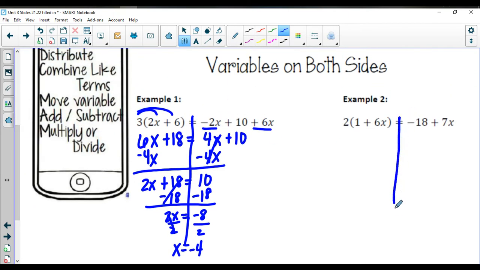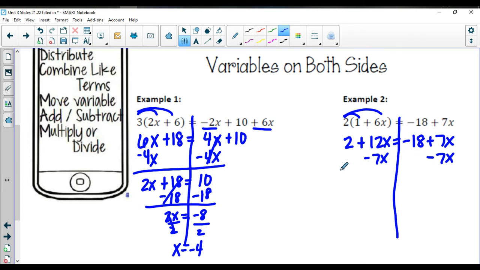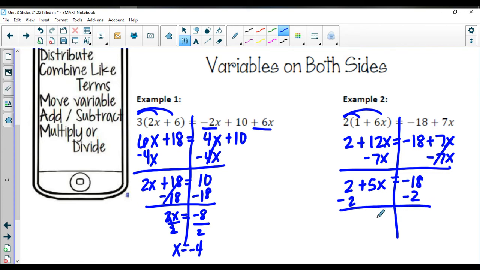Over here in example number 2, go ahead and distribute. So I get 2 plus 12x is equal to negative 18 plus 7x. So 7x is the smaller. I'm going to subtract my 7x on both sides. And I'm going to get negative 18. Over here I have 2 plus 5x. Subtract the 2. So I have 5x is equal to a negative 20. Divide through by 5. And we get x is equal to negative 4.